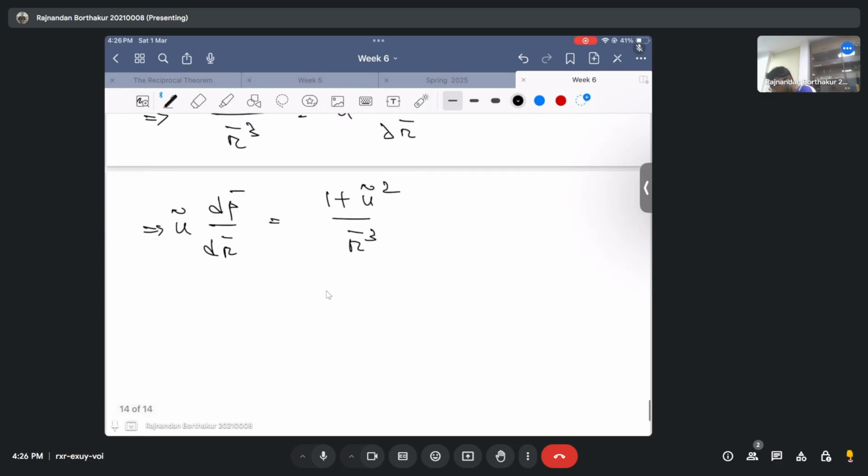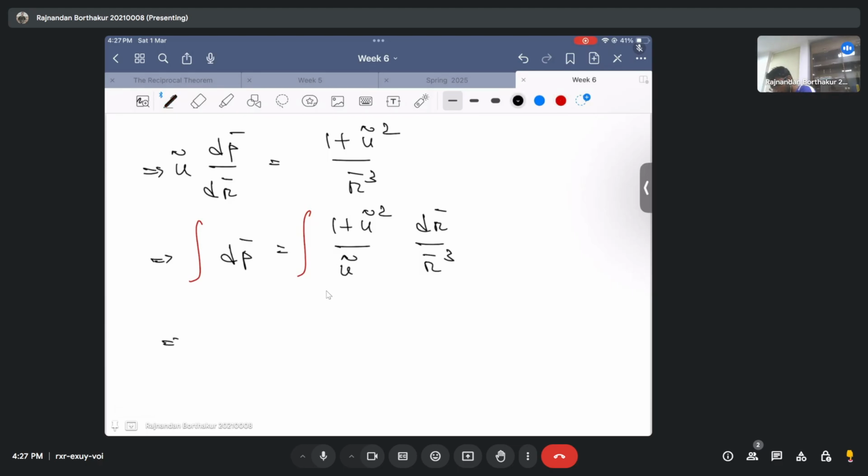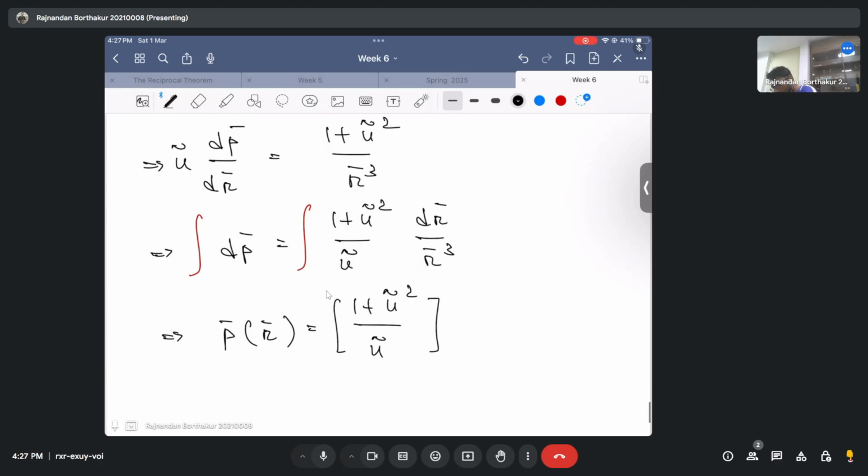Then I can do a separation of variables, where I write dp̄ as (1 plus ũ squared) by ũ times dr̄ by r̄ cubed, and that's it. We'll integrate it, and what we'll get is p̄ as a function of r̄, which is (1 plus ũ squared) by ũ times minus 1 by 2r̄ squared. That's the integration of 1 by r cubed. Plus a constant, let's say c2.